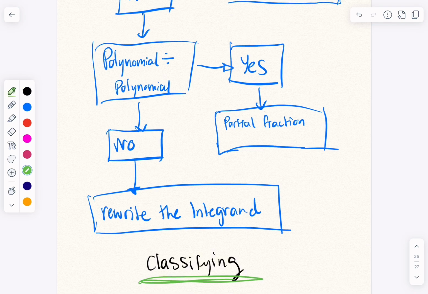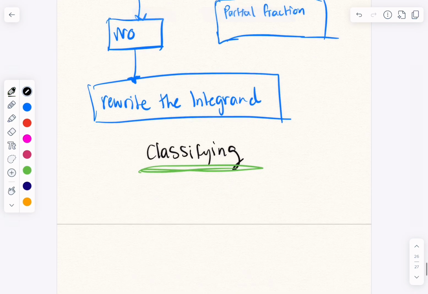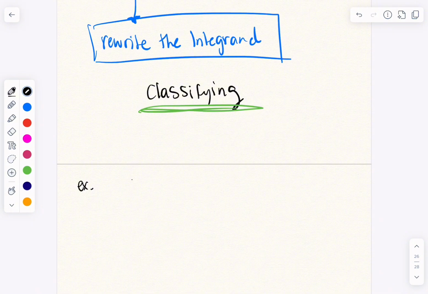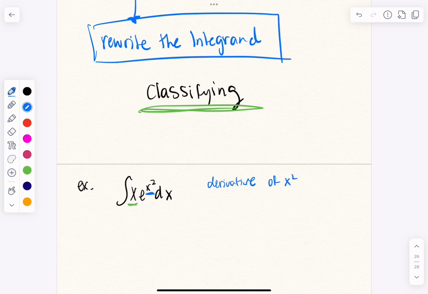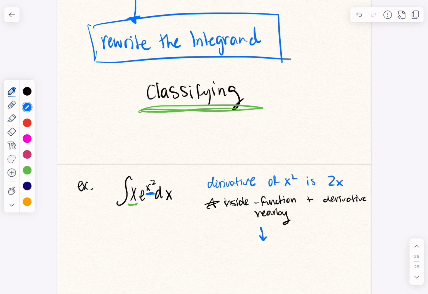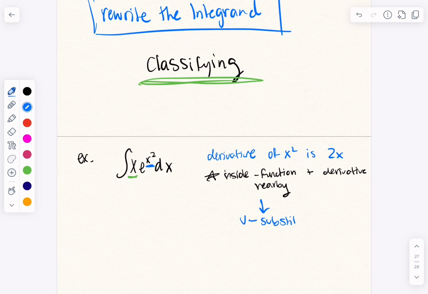This is the part of Calc 2 that no one explains. You're not supposed to guess, you're supposed to classify. So let's do an example. Here's a basic integral. We can look at it before we integrate. We can see that there's x to the power of 2, and there's also x. The derivative of x to the power of 2 is 2x. So this means that it is an inside function with a derivative nearby. That means that we use u substitution.